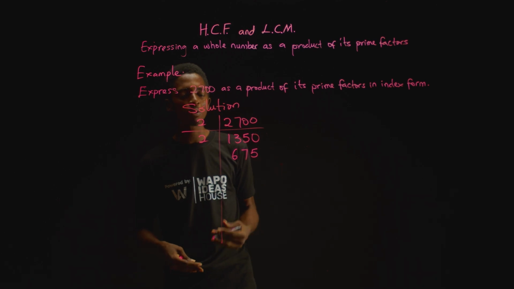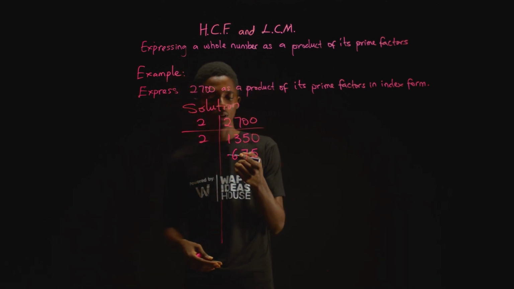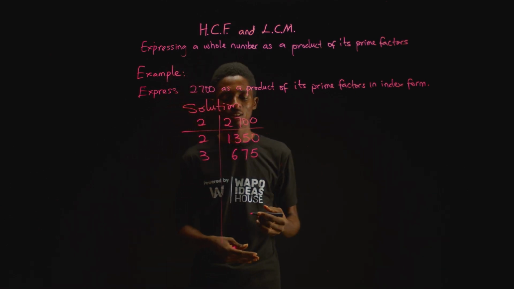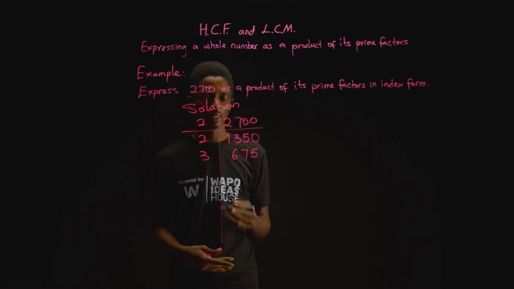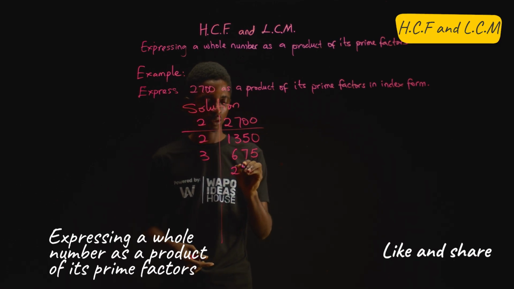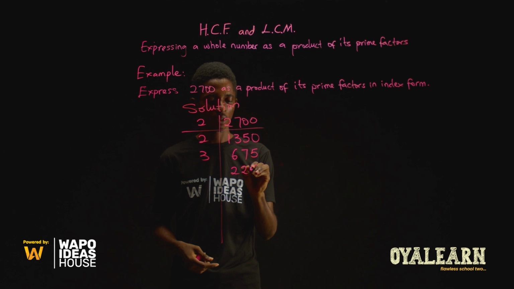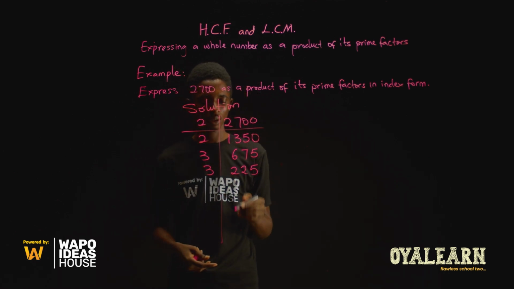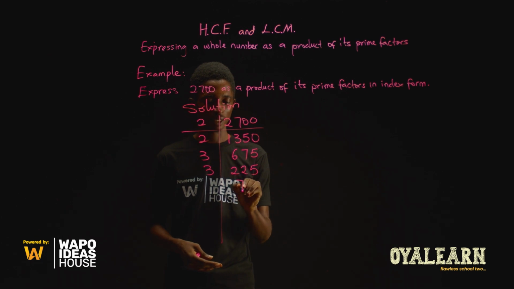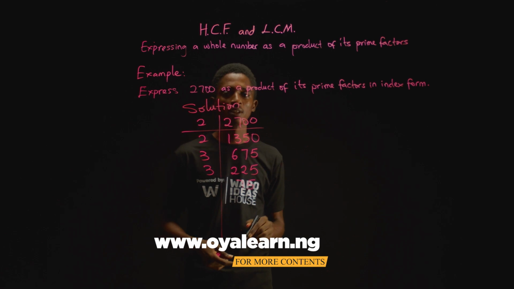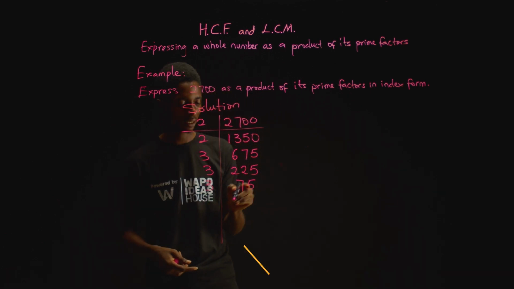Now the next possible prime number that is divisible in this case is 3. That is 675 is divisible by 3. In how many places? 2, 2, 5. And then 3 is still divisible. In this case we have 7, 5. And then 3 again.